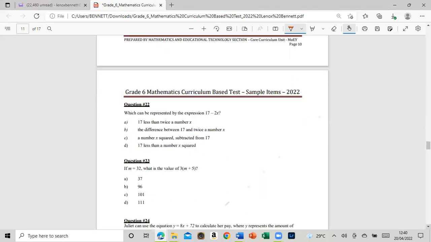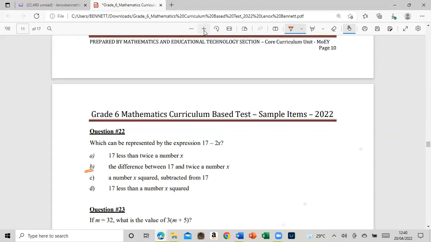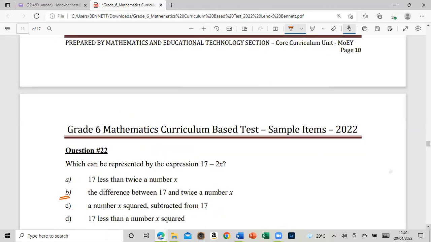Which can be represented by the expression 17 minus 2x? 17 less than twice a number x? No, the difference between 17 and twice a number x. Yeah, but we're going to read the others just in case. A number squared? No, 17 less than a number x squared. So it's definitely B. All right, as you guys established, I just go through it because I want people to know what I'm at.